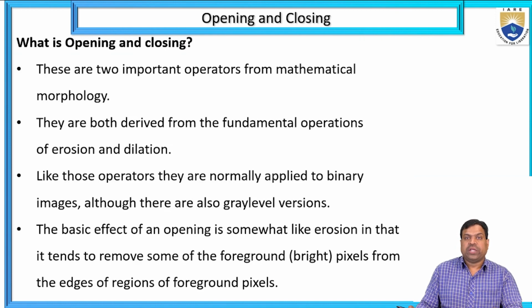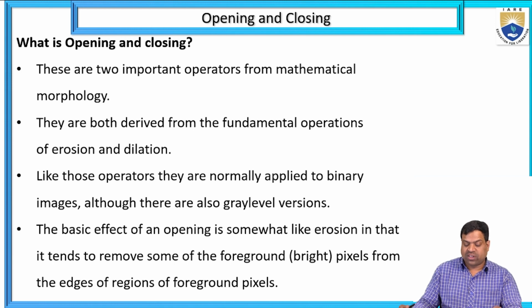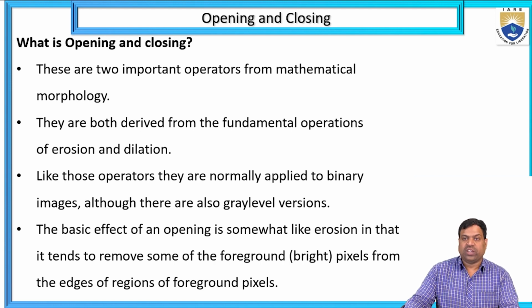So what is opening and closing? There are two important operators from mathematical morphology. They are both derived from the fundamental operations of erosion and dilation. Like those operators, they are normally applied to binary images, although there are also gray level versions. The basic effect of an opening is somewhat like erosion, in that it tends to remove some of the foreground or bright pixels from the edges of regions of foreground pixels.